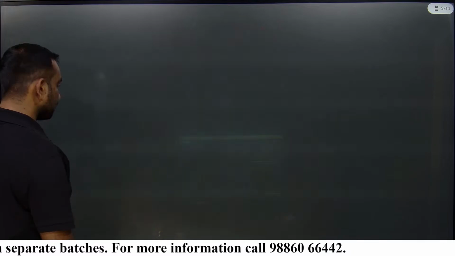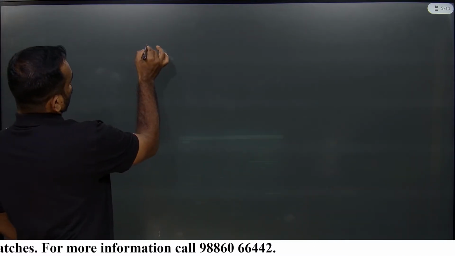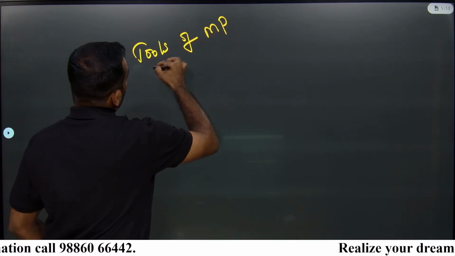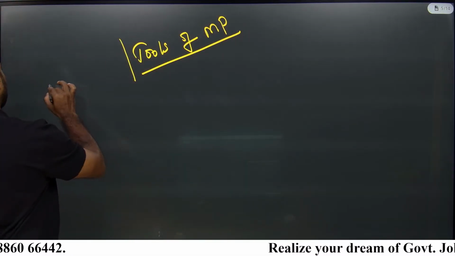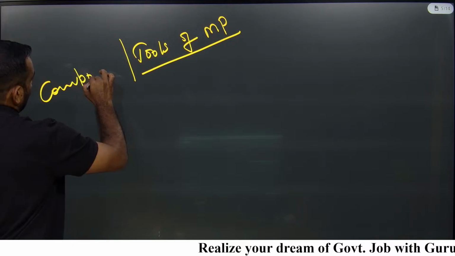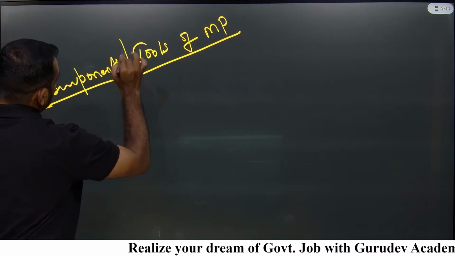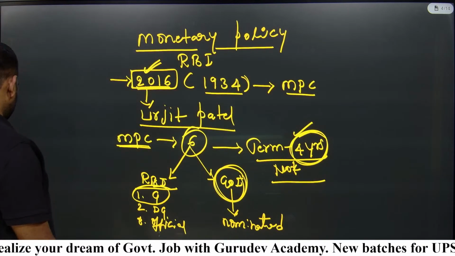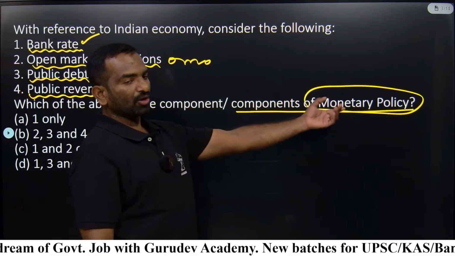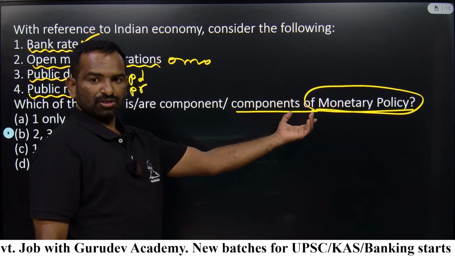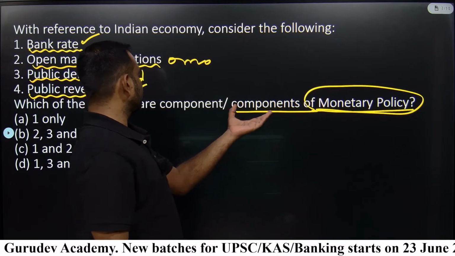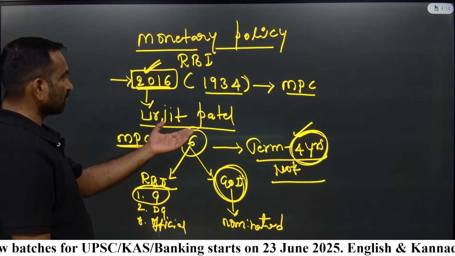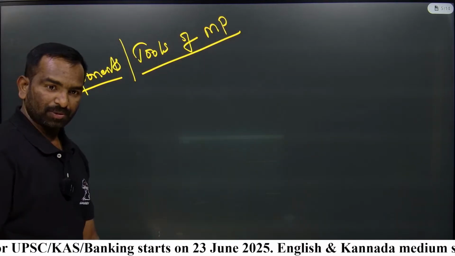And the next point is very important. The tools of the monetary policy are the components. And what was the question? The question is very simple: the components of the monetary policy. That is what the examiner asked. And we just studied the monetary policy, and the next point is the tools of the monetary policy.